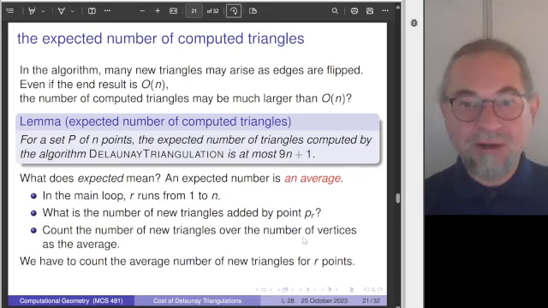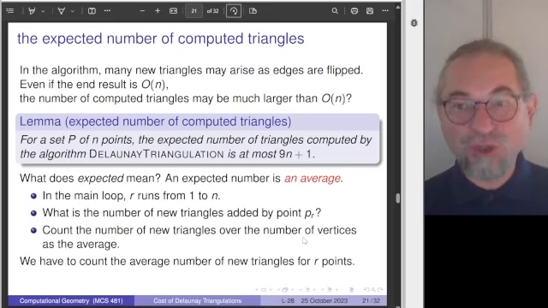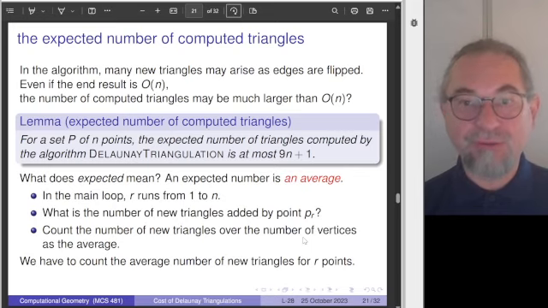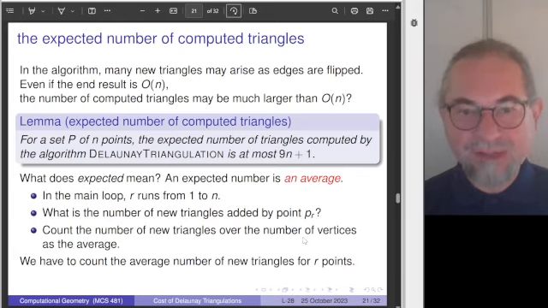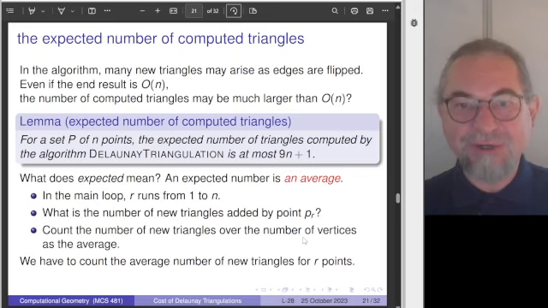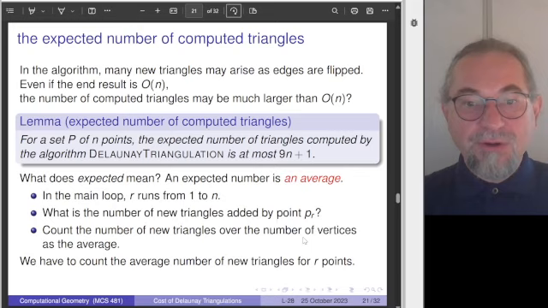Now comes the harder part. We know that in the worst case scenario, we could have a quadratic time algorithm. However, the average number of triangles that are being computed is linear, and actually we have a bound of 9n plus 1.